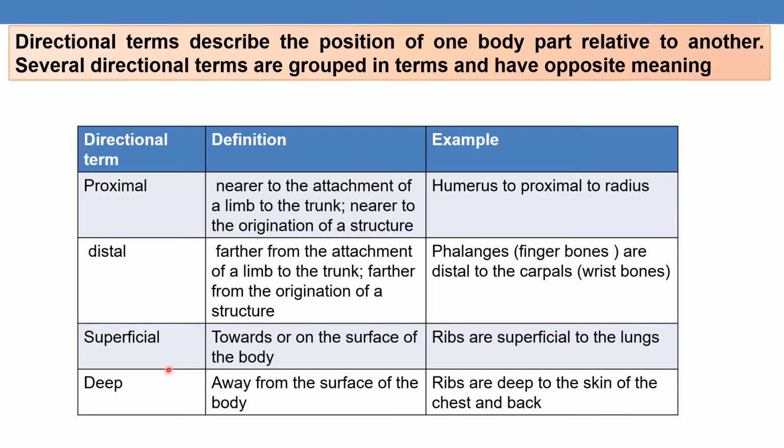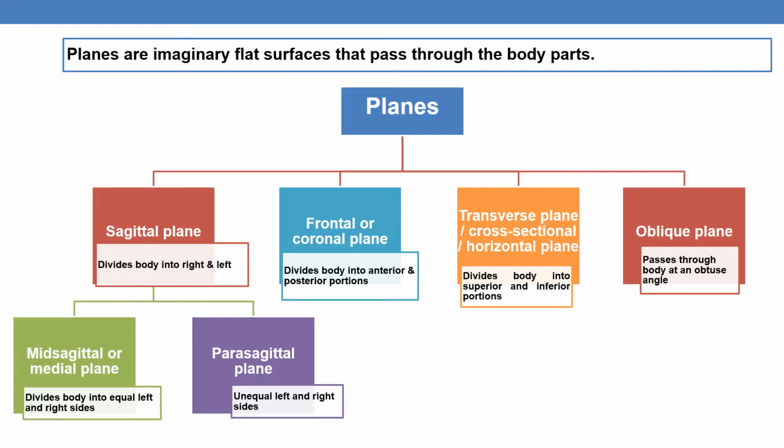The next term is superficial, towards or on the surface of the body. For example, ribs are superficial to lungs. The next is deep, that is away from the surface of the body. Ribs are deep to skin of chest and back are some of the examples. Now coming to planes that divide our body. Planes are imaginary flat surfaces that pass through the body parts.